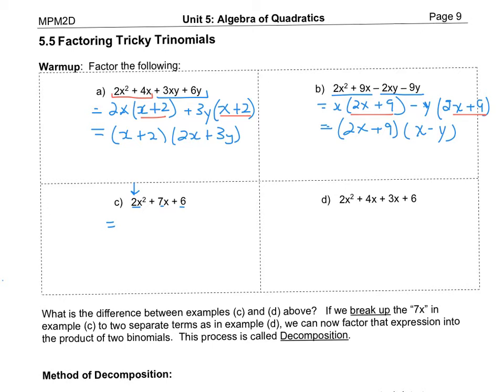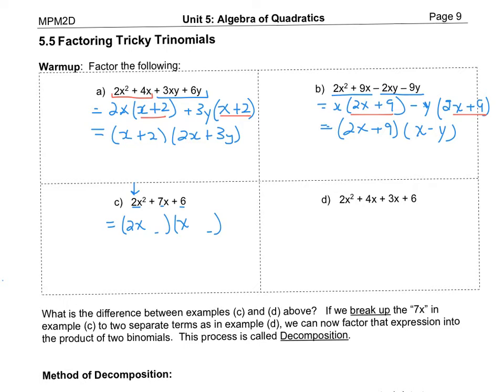To get a 2x squared at the beginnings of my brackets, I know I would have to have a 2x and an x. And then to get a 6, I could have like 1 and 6, or I could have 2 and 3. And then the question is, what would have to go here and here to make that work out? So you can use guess and check with that, but I'm going to show you part D.